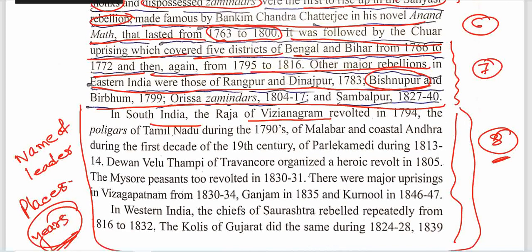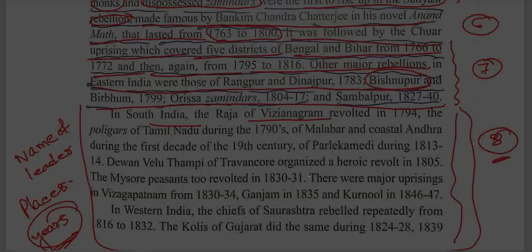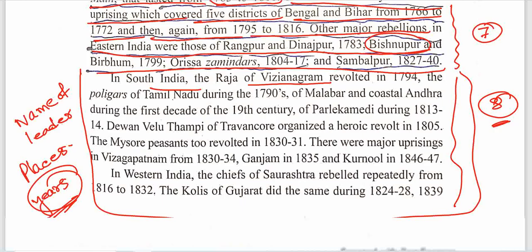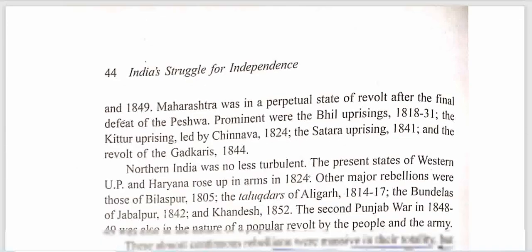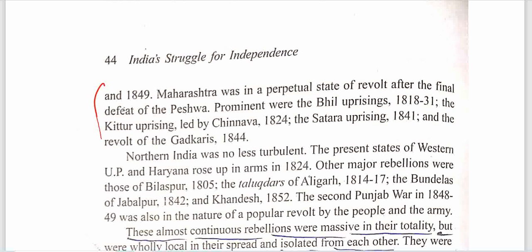Okay. Ganjam in 1850, 1835, Kannur. Okay, these are very, very important. This paragraph will also be counted. Yeah, this can also be important.